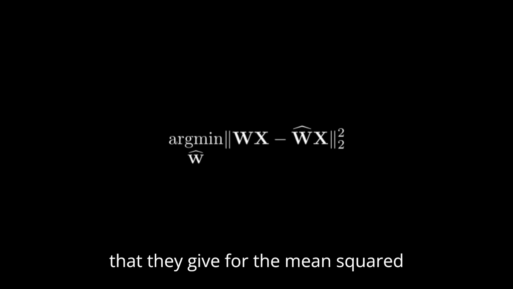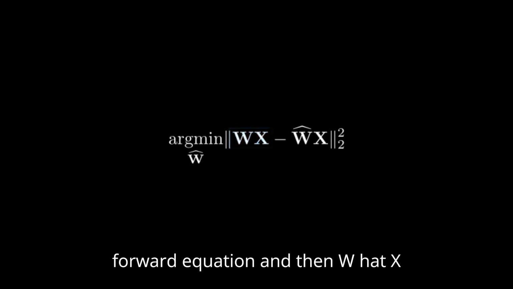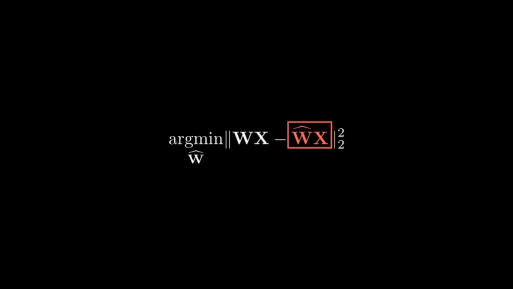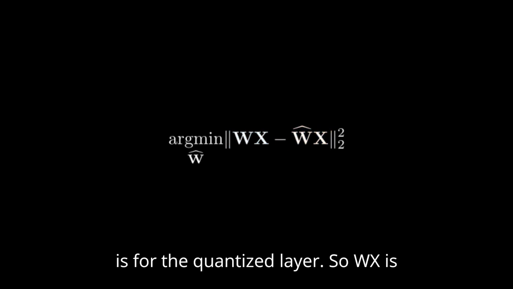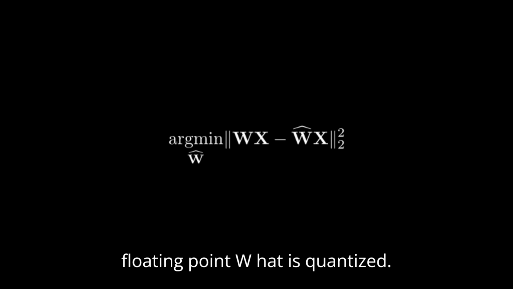So if we look at the GPTQ paper, we can see that this is the equation that they give for the mean squared error. If you're familiar with this kind of math, it should be fairly simple. We can see that Wx is just the forward equation, and then W hat x is for the quantized layer. So Wx is floating point, W hat x is quantized. And the rest of it is just mean squared error.